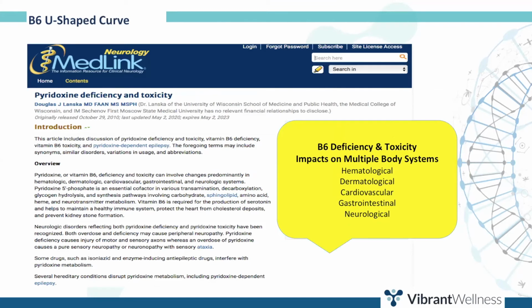B6 probably is the one micronutrient that's the most known for that U-shaped curve, harms at the lower level and harms at the higher level. Definitely at both ends of the spectrum of that curve, you can see hematological, dermatological, cardiovascular, gastrointestinal, and neurological harms. So with B6, we want it to be at the midpoint of the range, not borderline low or borderline high.